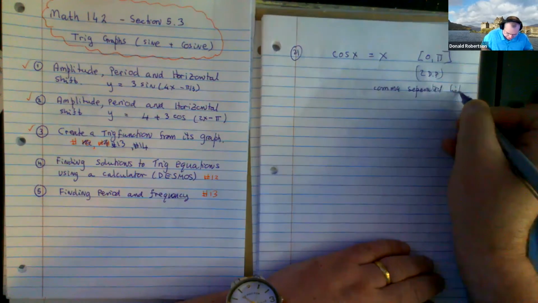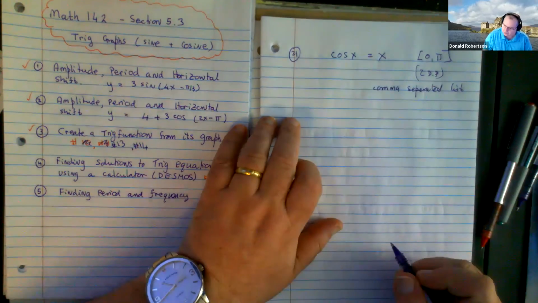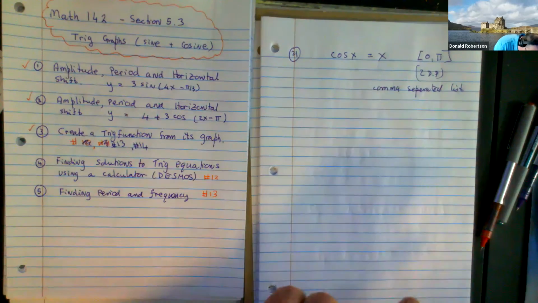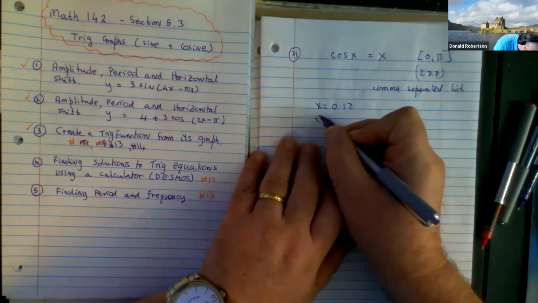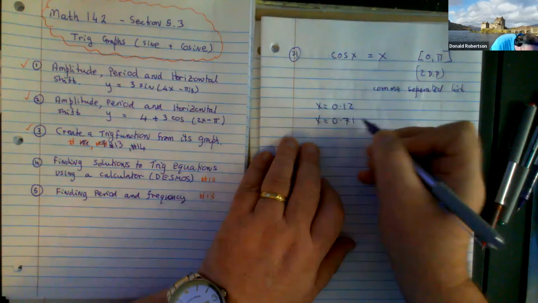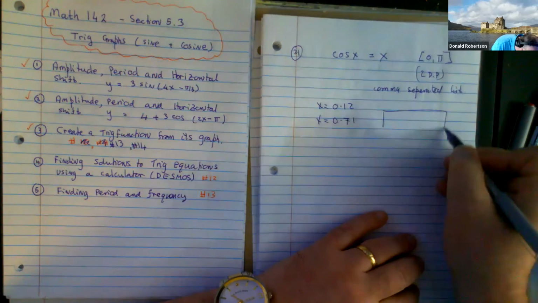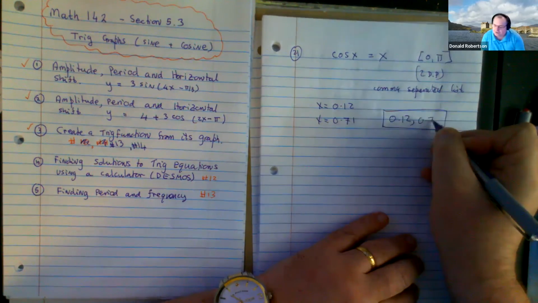I know this is not the answer, but let's just pretend that there were two answers, right? There were two places where that was true. And the first one was, say, 0.12, right? And the second one was, say, 0.71, right? Just for argument's sake. A comma separated list looks like this: 0.12, comma, 0.71. That's all they want you to do.